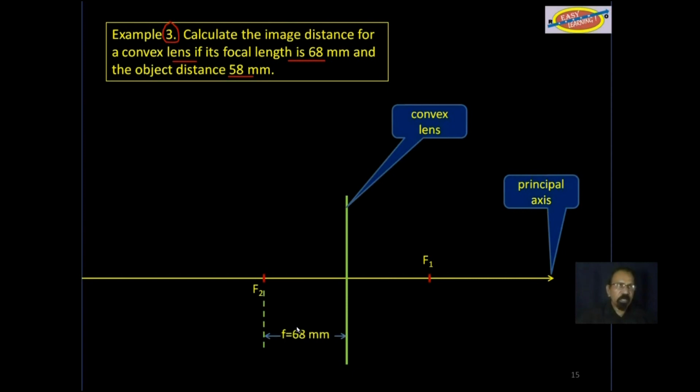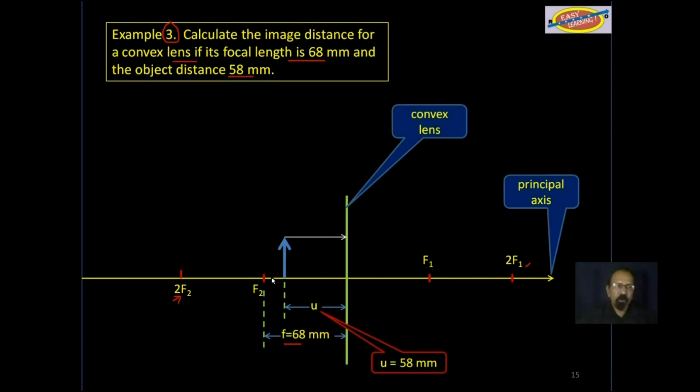It says here that the focal length is 68 millimeters. It further says that the object distance is 58 millimeters. That is to say, this is the object. So note that the object is within the focal length, because you have 2F1 on this side here and 2F2 on that side there.